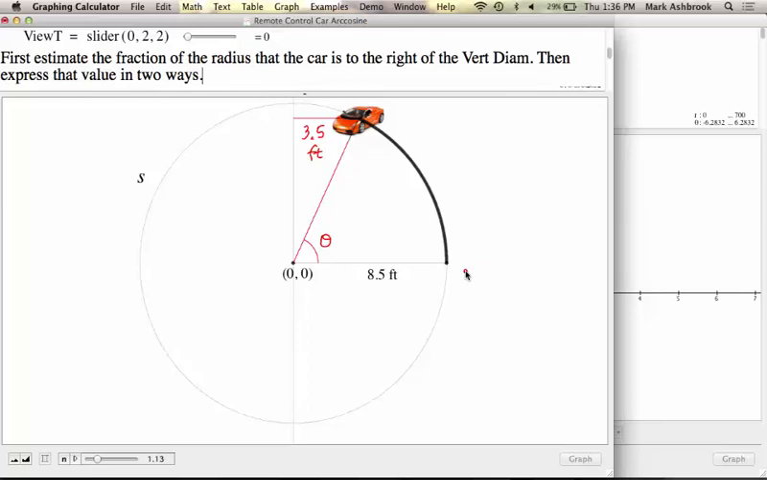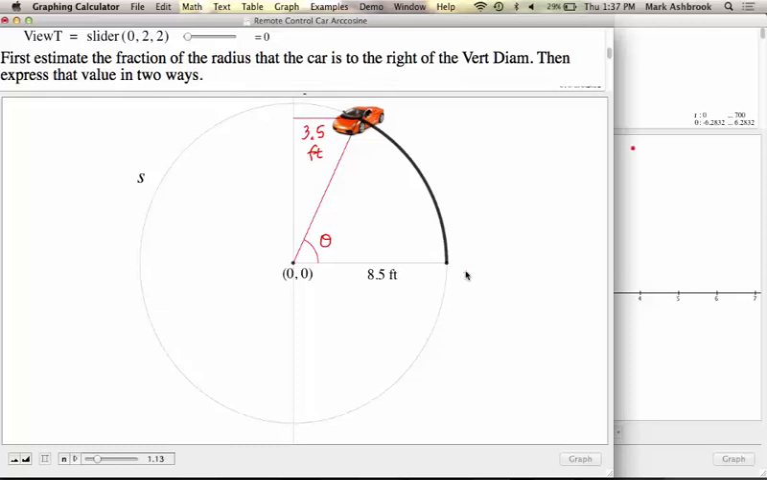Kelly, can you do one of the ways? What's one way we can express exactly the fraction of the radius that the car is to the right of the vertical diameter? Jay. We want to express exactly the fraction of the radius that the car is to the right of the vertical diameter. We estimate it as 0.4. Now we want to calculate exactly. We can express it two different ways. What would be a cosine of 3.5 over 8.5? Cosine of 3.5 over 8.5.